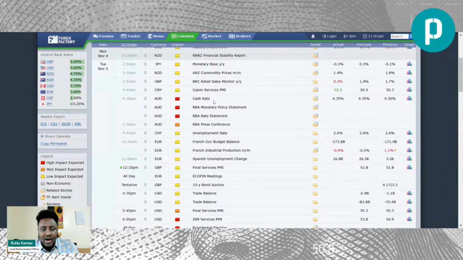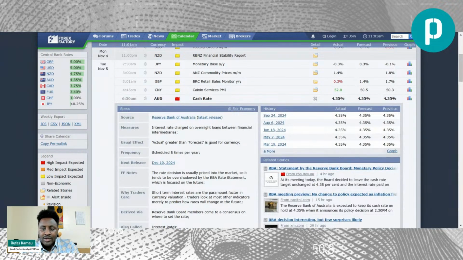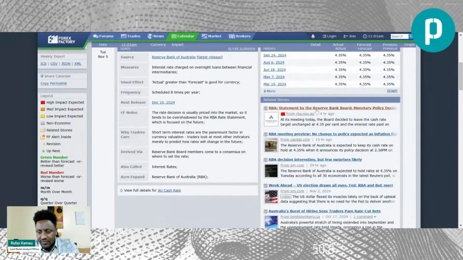So on one side, we had the Reserve Bank of Australia basically making a decision on interest rates. So there was no surprises. We expected the RBA to be holding rates steady at 4.35%, which is exactly what they did. So after that, we saw the Australian dollar strengthening.